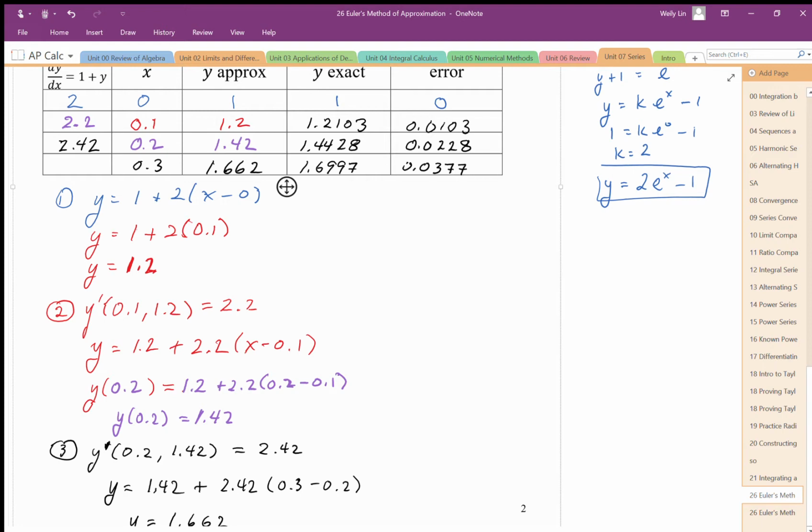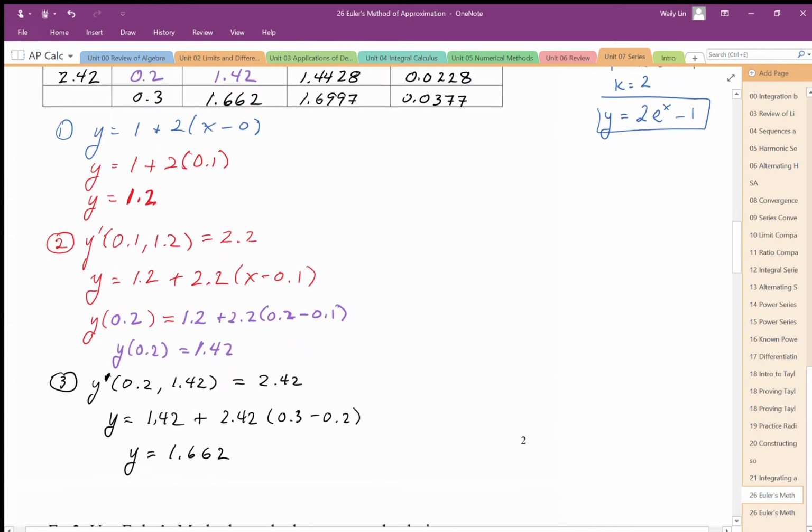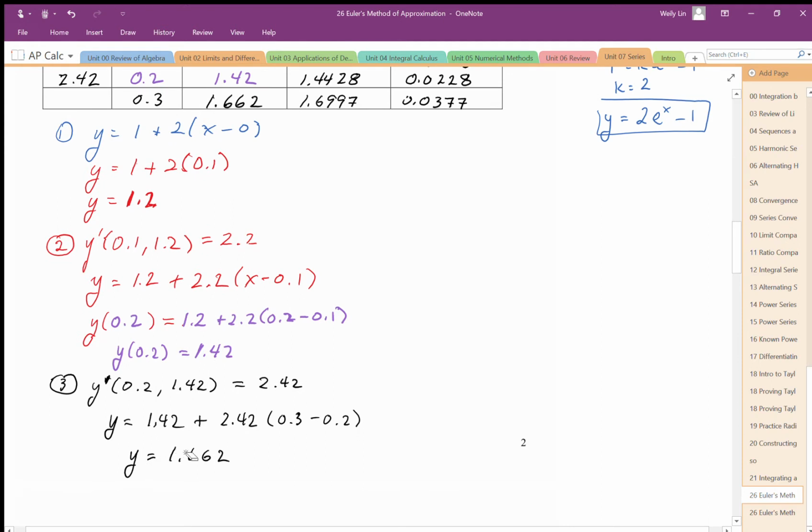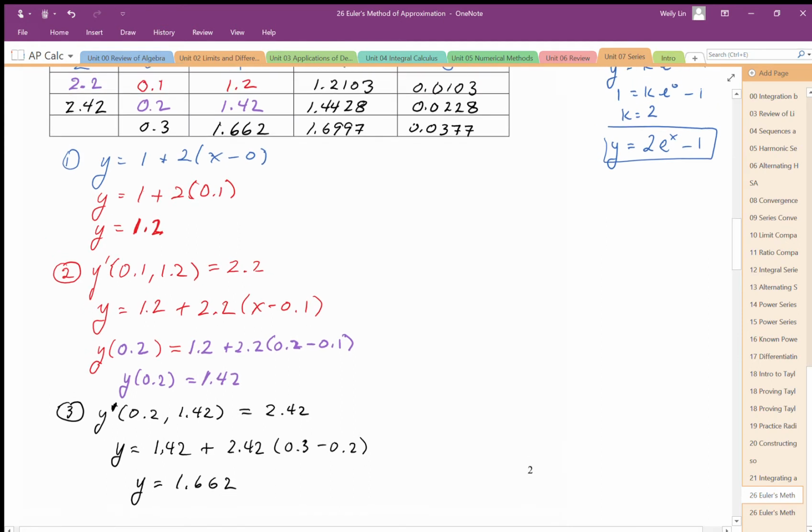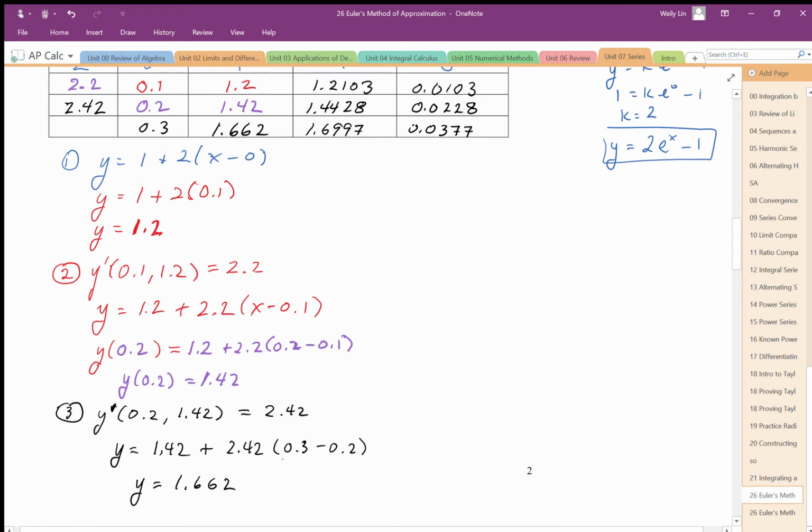We use those two coordinates again to calculate a new slope. There's my new slope formula. There's my linear equation formula. And again, I can just plug in and end up with 1.662. So that's how I fill out my table here. Just a note here that this term is essentially your delta x, so you don't have to rewrite that in every time if you recognize that.